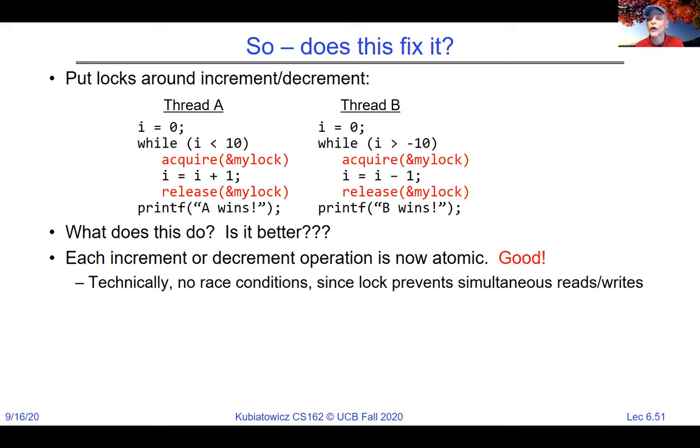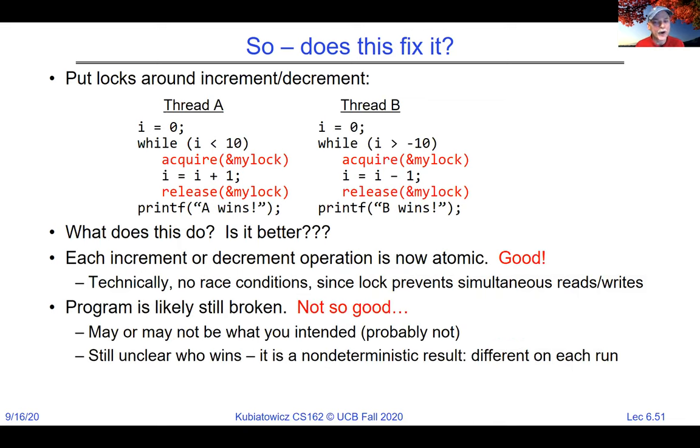So this is no longer a race, because the acquire and release will prevent two threads from being in the middle where they're updating I at the same time. So that's not a race, but it's probably still broken, because you've got this uncontrolled incrementing and decrementing going on, and it's not likely to be what you wanted. Okay.